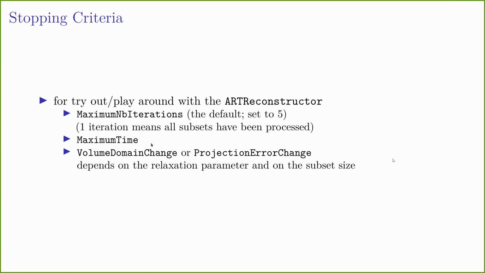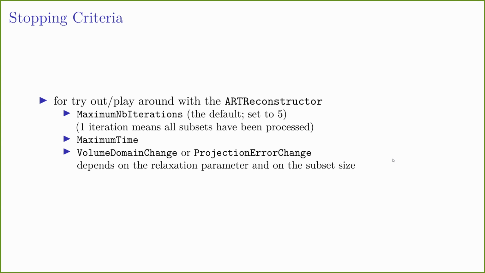a maximum time. If you think, I have time for 1 minute, you set it to 1 minute. And if you specify more criteria at the same time, it would stop at the point where the first criterion is fulfilled. So when the maximum time kicks in first and the maximum number of iterations is not reached, then it will stop after, let's say, 1 minute, for example.